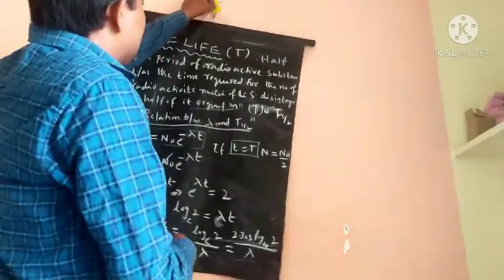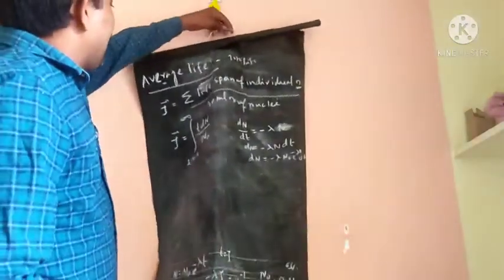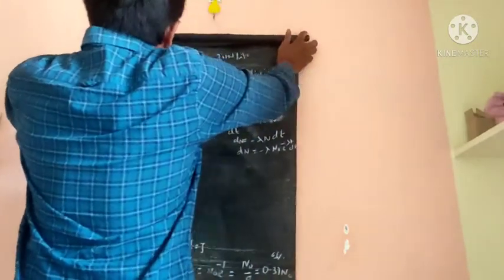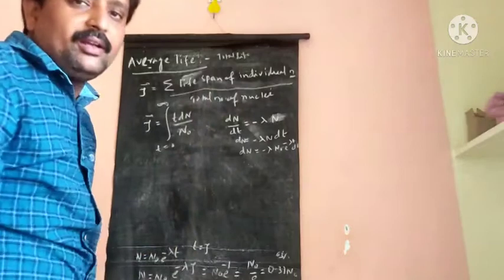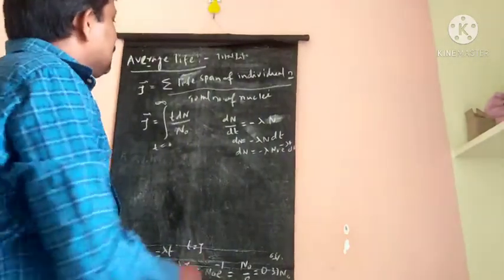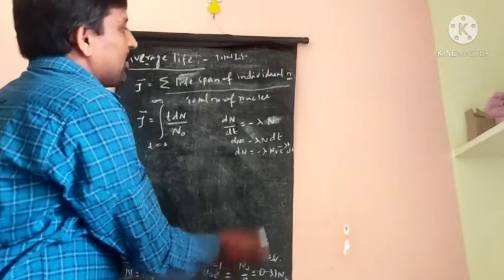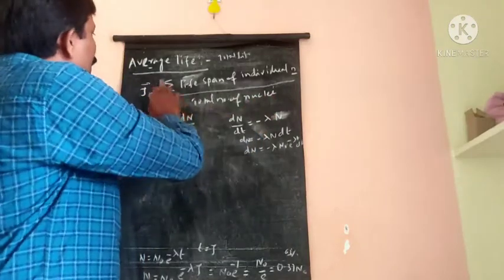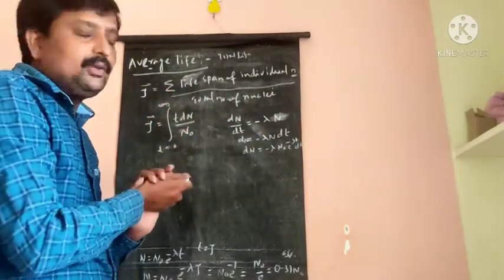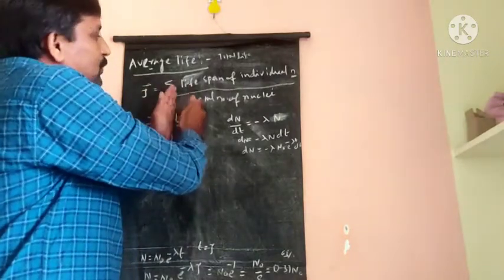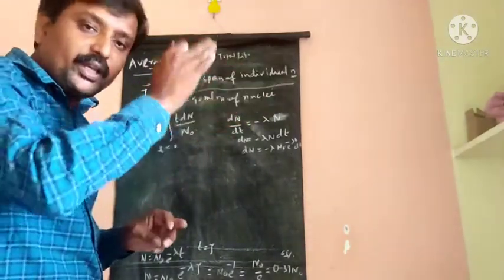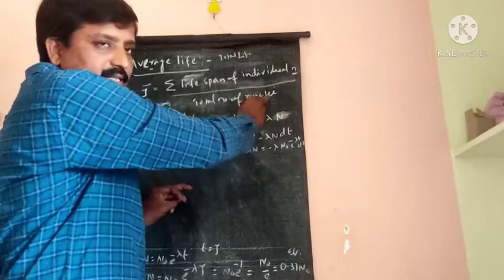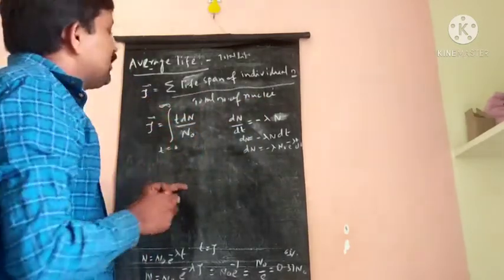Okay. So now the second one is average lifetime or mean life. The average life of a given radioactive substance is defined as the total lifespan of individual nuclei divided by the total number of nuclei. So how to get the average lifetime? The total lifespan of individual nuclei of a given radioactive sample divided by the total number of nuclei. That is called the average lifespan.